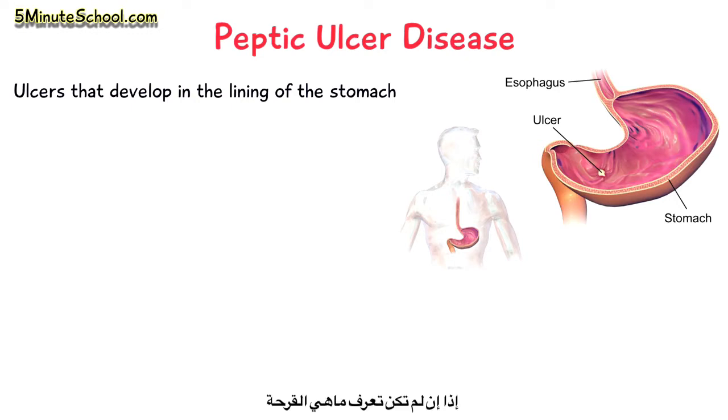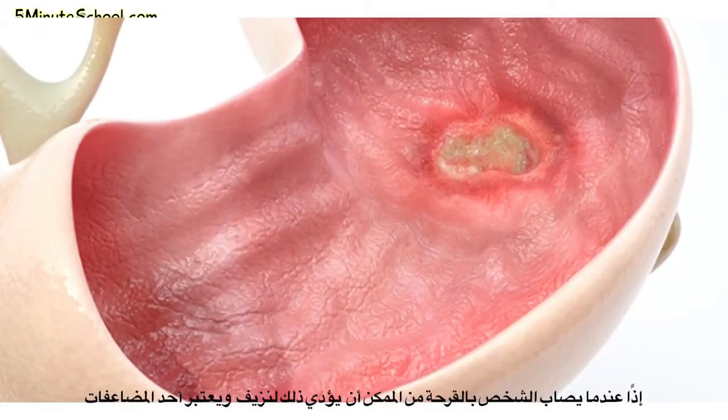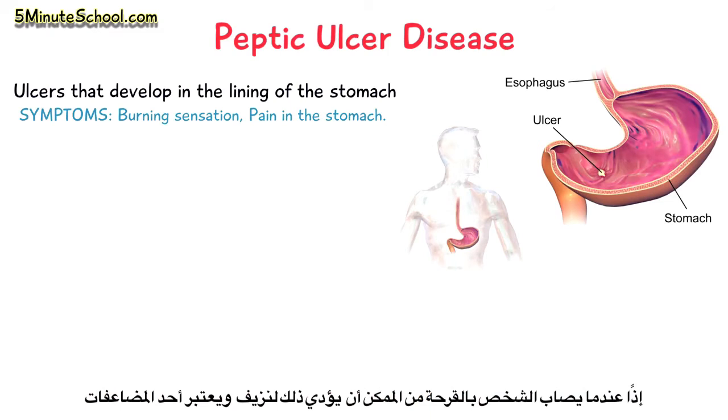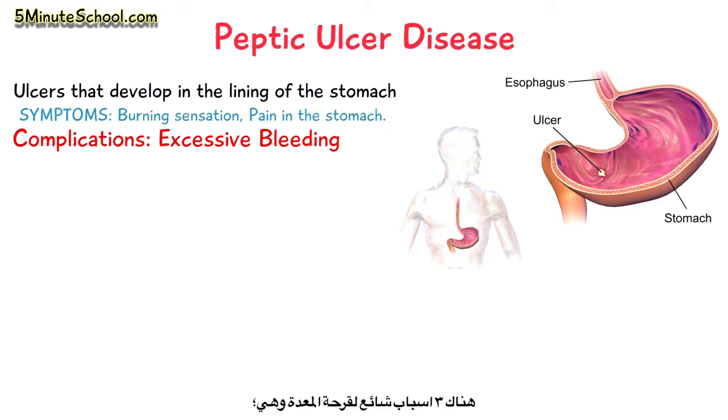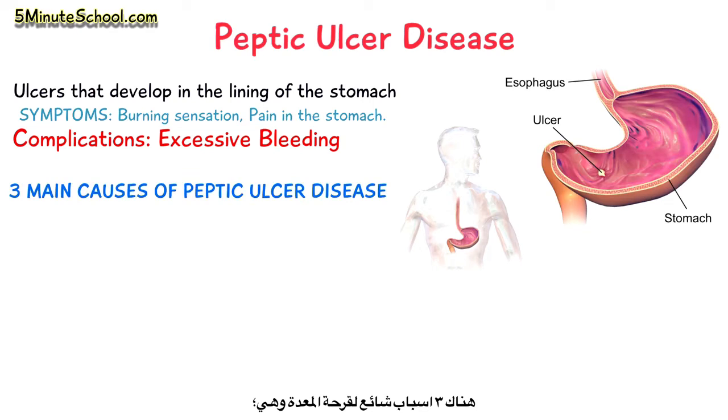So if you don't know what an ulcer is, it's a lesion which kind of looks like a crater. I'm going to put a picture of it here. So when a person has a peptic ulcer, it can result in bleeding, which is a complication of having a peptic ulcer, and if there is an excessive amount of this bleeding, it can lead to a type of anemia. There are three common causes of a peptic ulcer.